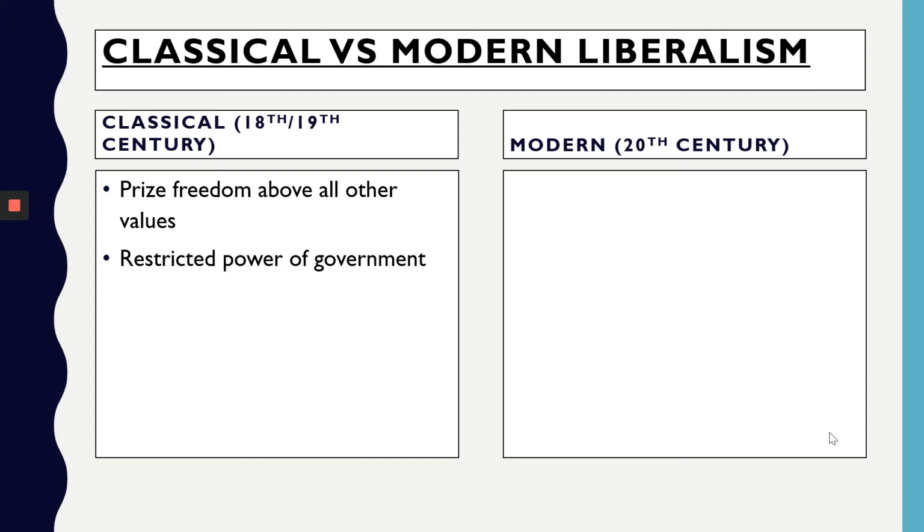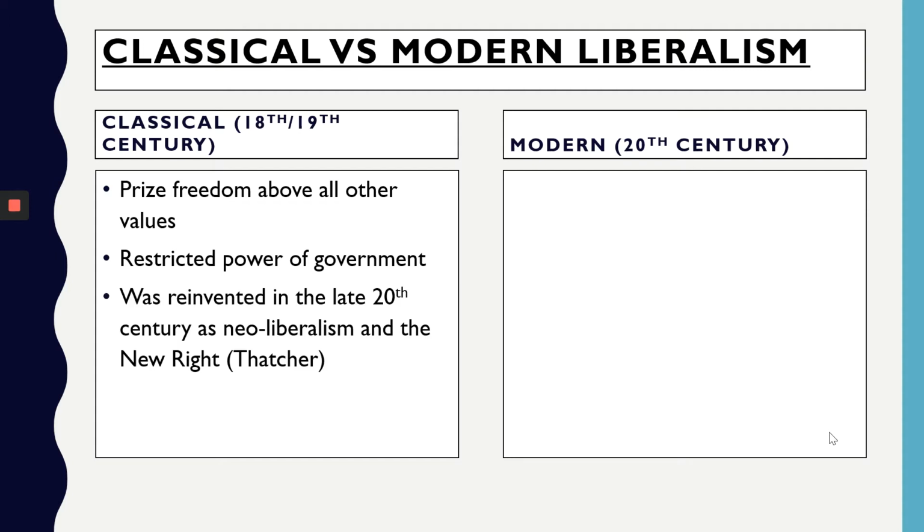This links to the power of government. They don't want the government to be overly powerful. They want to restrict the power of government, because if government is too powerful, it can actually control us or restrict our individual freedoms, which is why they want a limited government.